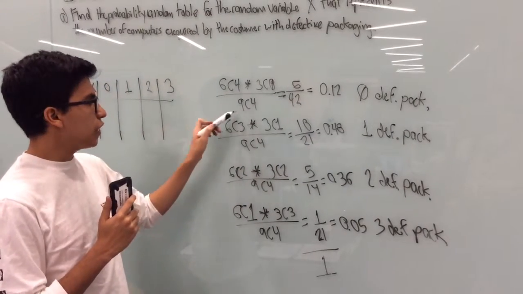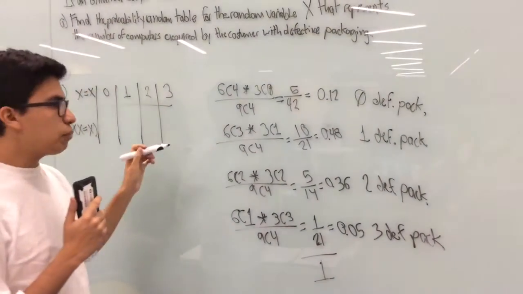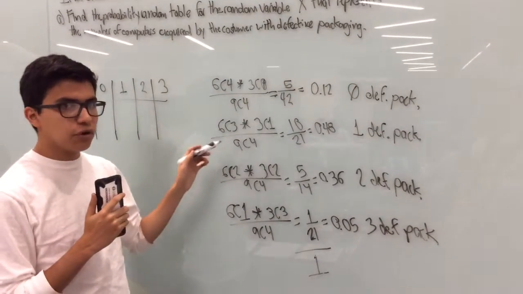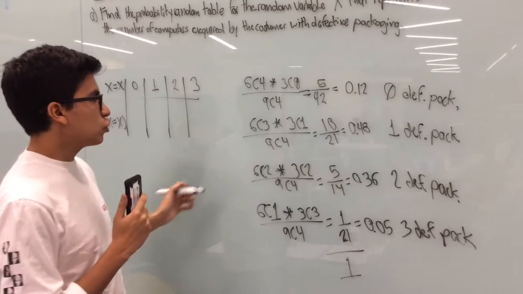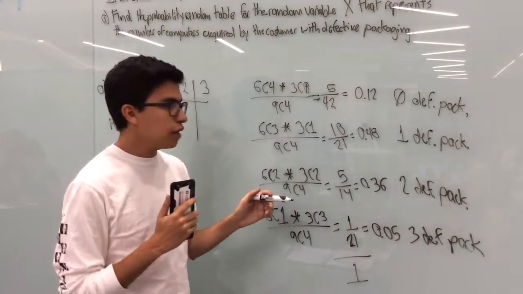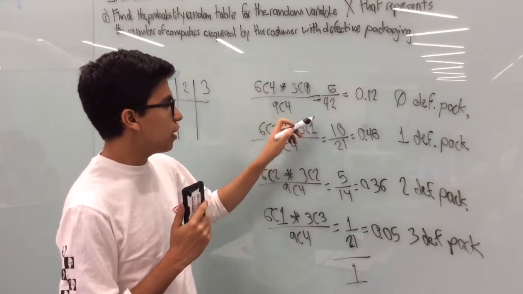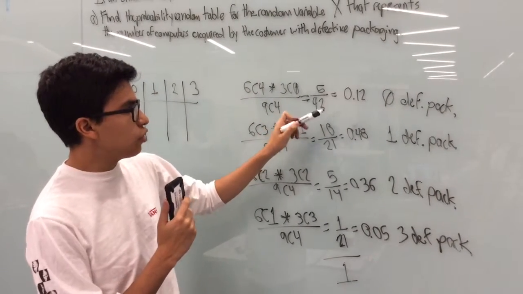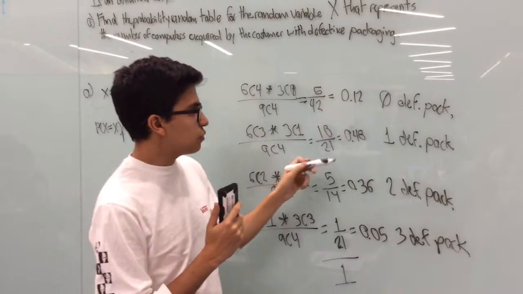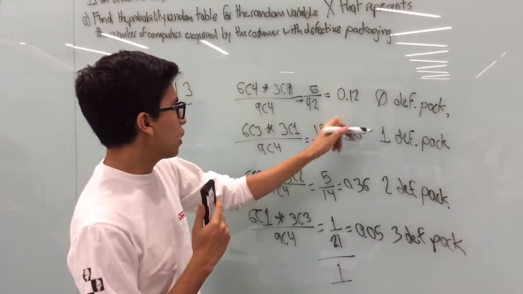All of this over 9, that is the total number of computers, combination 4, that is the total number of computers we need to buy. So we solve this, and here we got our result that is 5 over 42, and in decimal is 0.12. All of this because of having 0 defective packaging.